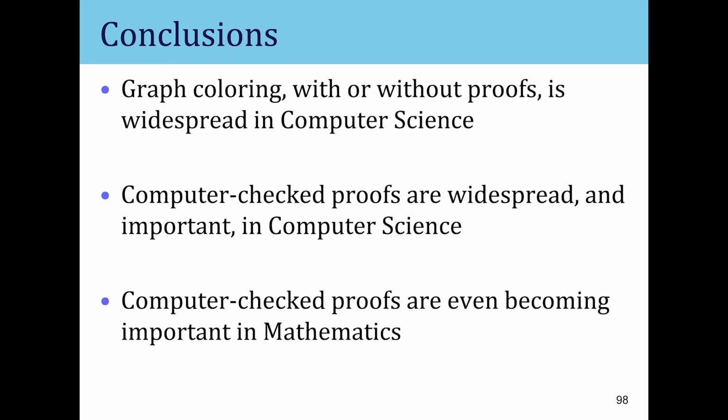Graph coloring, with or without proofs, is very useful in computer science. And it was brought to the attention of computer science by the big splashy result in 1976, the four-color theorem. But the algorithm we use really dates back to 1879, Kempe. Computer-checked proofs are widespread and important in computer science. So in my part of computer science, many of the top refereed venues ask for machine-checked proofs.